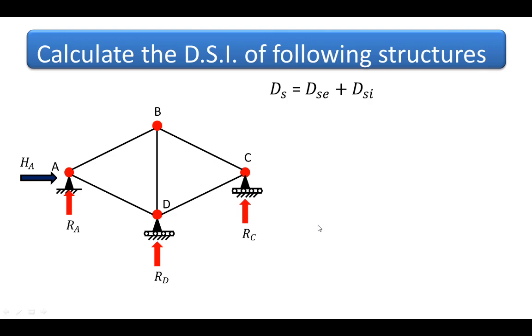So DSE, we know the formula is what? R minus 3. So R is the number of reactions, that is 4: HA, RA, RD and RC. So 4 minus 3, so that becomes 1.